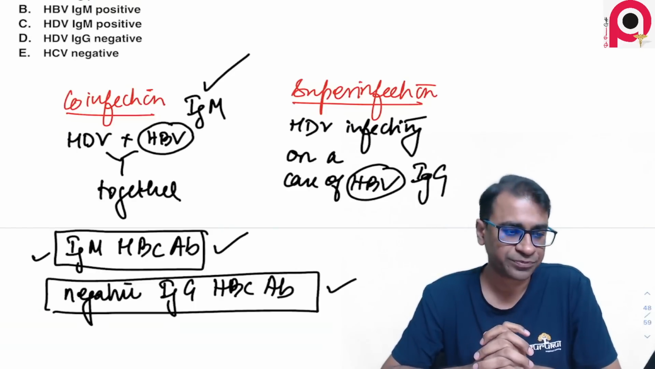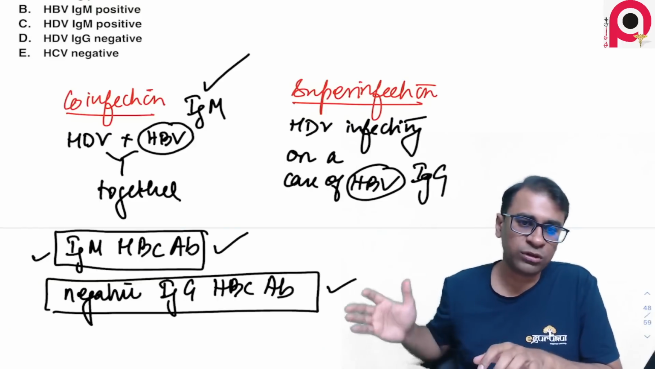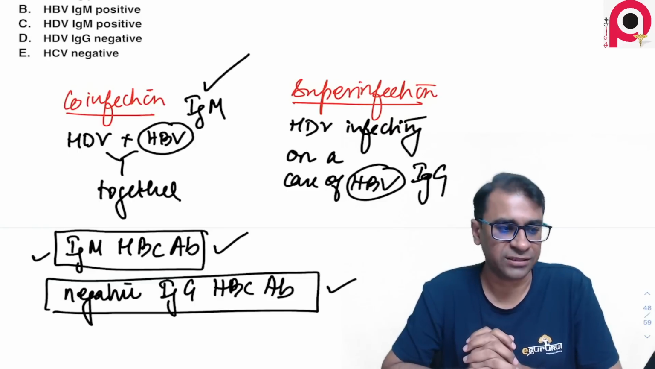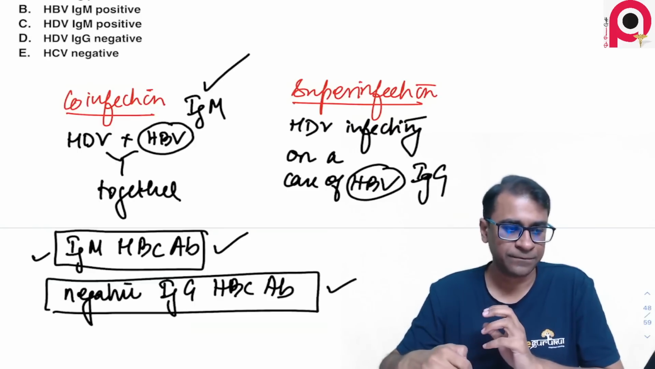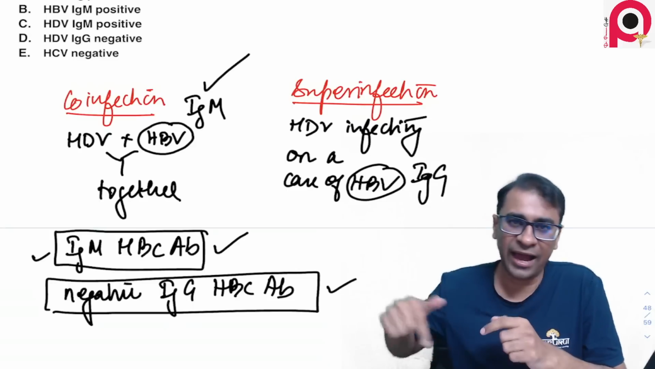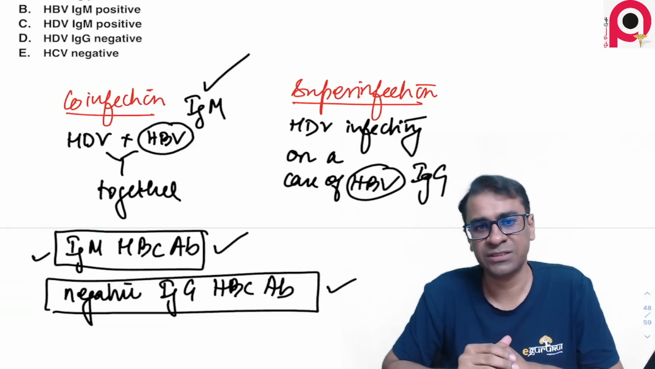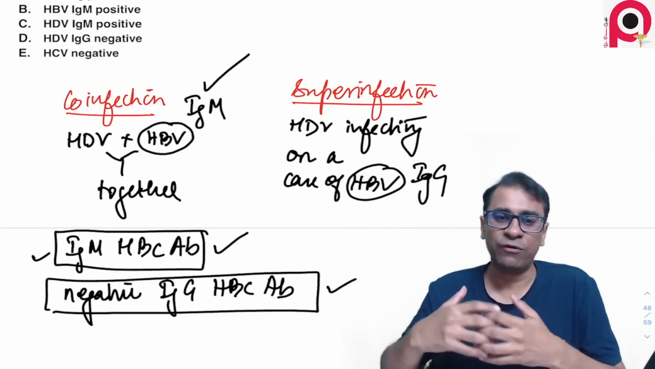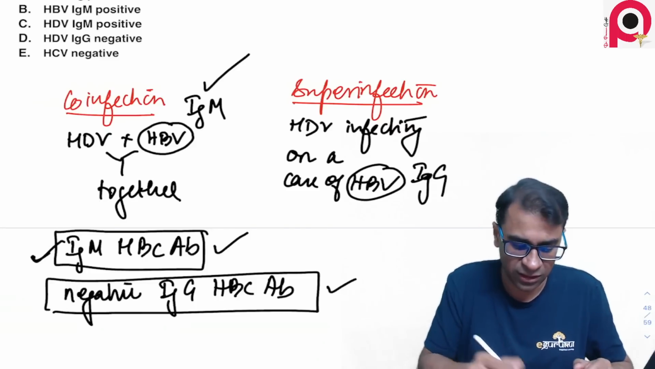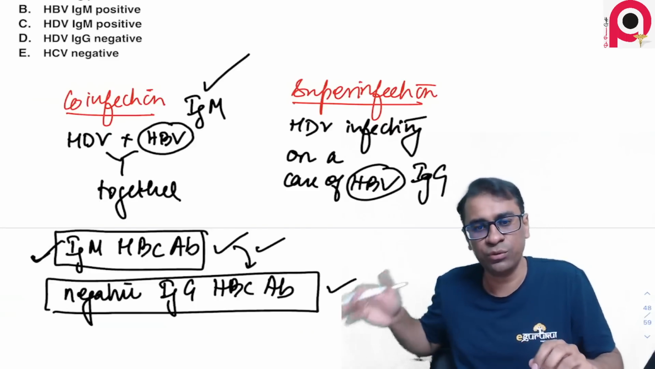Okay, so if both of them are there, I think both of them should be the right answer. Negative IgG and positive IgM HBc antibody. So if you have to choose one of them, I think this is a better answer compared to this one. Okay.